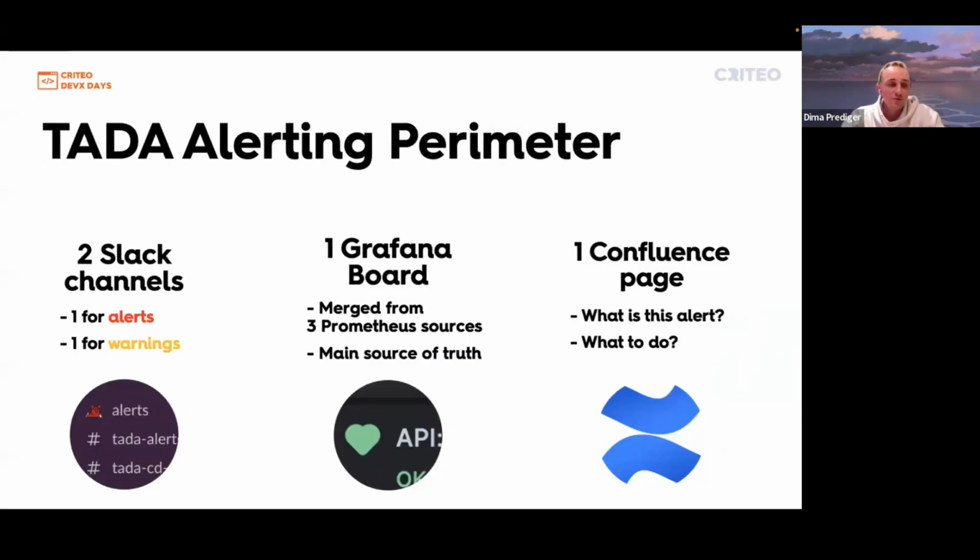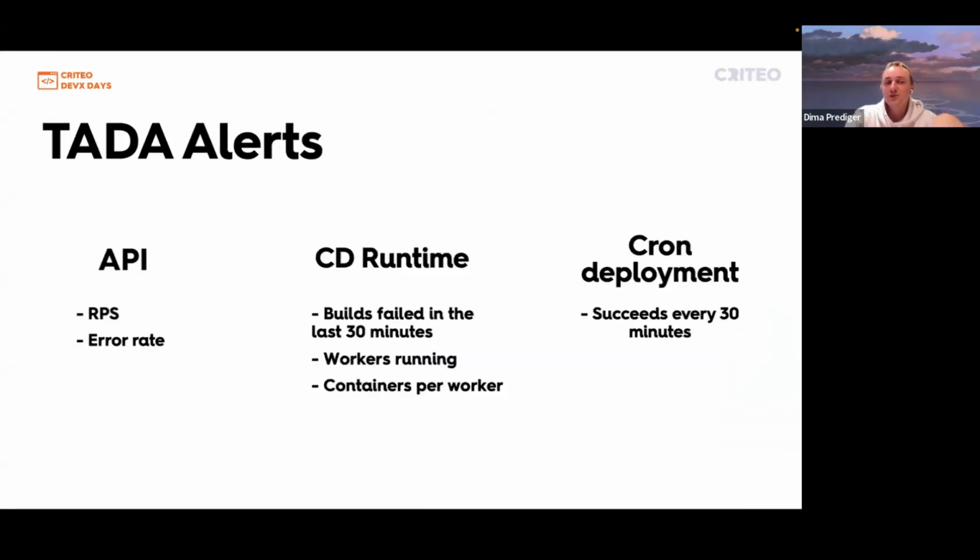There is no perfect way to set up an alerting perimeter, but here is our setup. I think it works okay for us, so I think I should share it. So we have a couple of Slack channels that are used namely for separation purposes. I mentioned this set of alerts earlier.